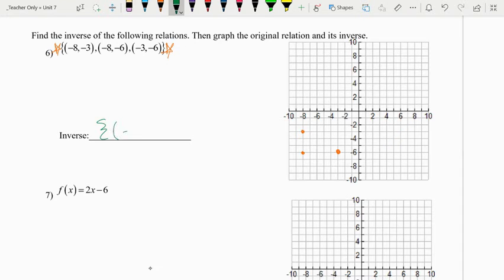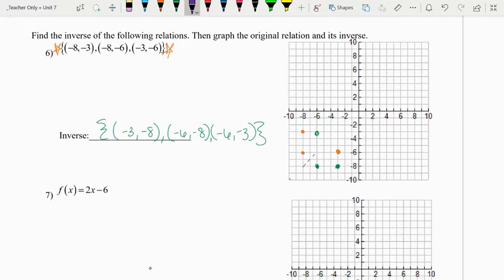So remember the inverse, we just switch x and y. So now we have -3, -8, -6, -8, and -6, -3. So let's plot those. -3, -8, -6, -8, and -6, -3. Sorry, I said it wrong. Oh my God, and I plotted it wrong. Here we go. Okay, so again, it is kind of hard to really see.